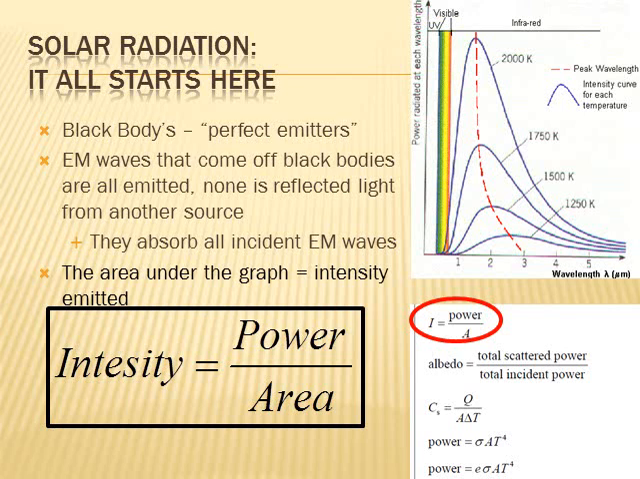A good way to think about intensity is if you take a flashlight and shine it on a piece of paper that's really close, that light will be really bright. If you take that piece of paper and move it farther away, you'll notice that the paper doesn't look as bright. That's because it's the same power, or the same energy, coming from the flashlight. It's just being spread out over a larger surface area. So therefore, it is not as intense or not as bright.